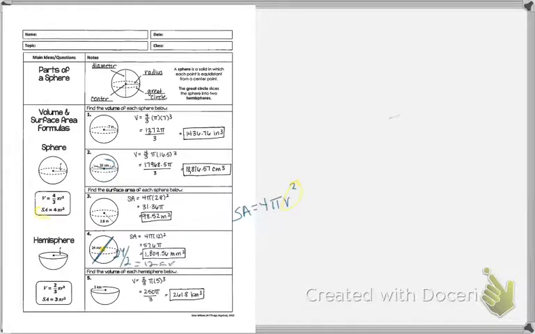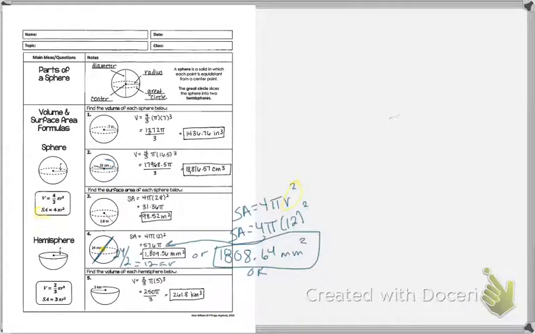That's your radius. So simply stating that, 4 pi times 12 squared, that becomes 576 pi. And if you were to use a non-scientific calculator, your answer would be 1808.64 millimeters squared. This would be okay.